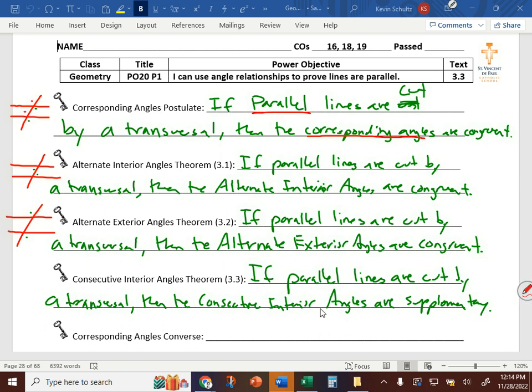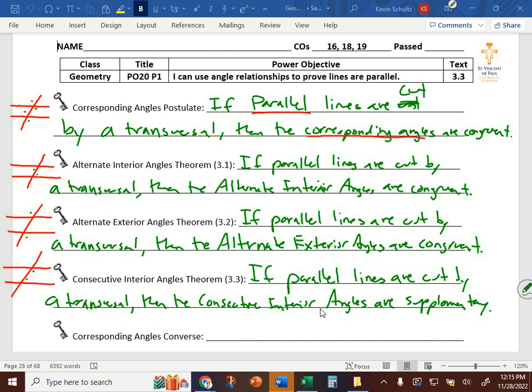So where might I find consecutive interior angles? The word interior means inside of our parallel lines, right? And in this case, the word consecutive means the same side of the transversal. So this one and this one are consecutive interior angles, and they are supplementary, not congruent. They are supplementary. Questions so far? Damien?